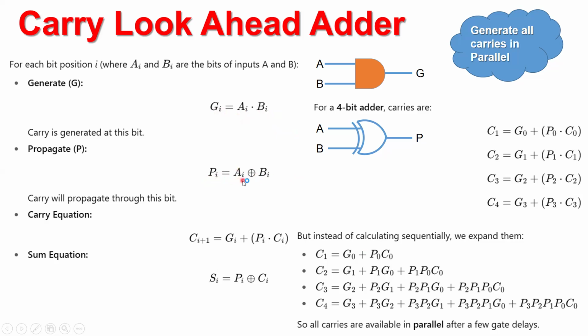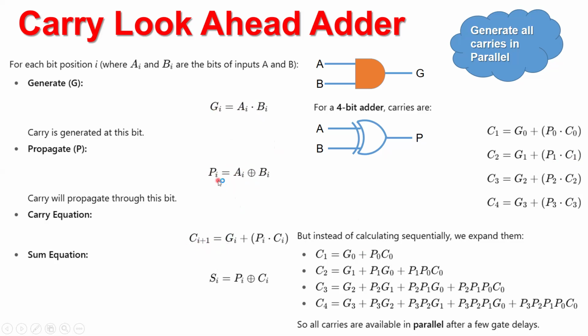If any one of the bits in the 4-bit combination, Ai and Bi, in words A and B is 1, then the propagate logic gets activated. It propagates that carry. So we have this logic implementation, and then you have this carry equation.